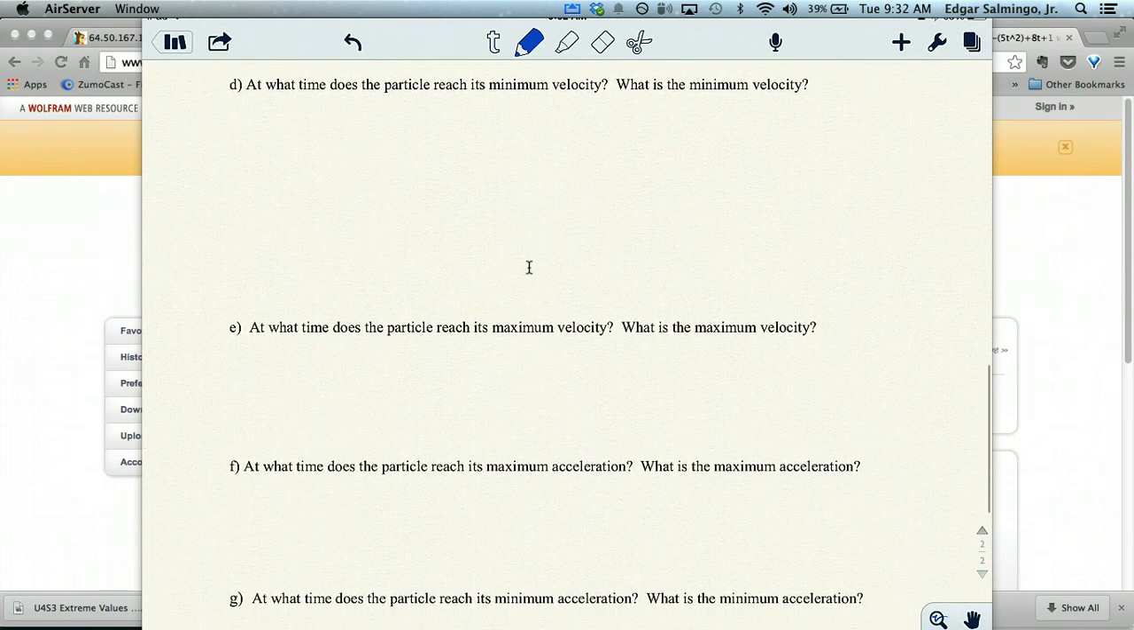Now, this is where it gets a little bit tricky. It says, what time does the particle reach its minimum velocity? And what is its minimum velocity? This is very similar to the last problem we did, but instead of looking for the maximum and minimum position, like furthest left and furthest right, I'm looking for minimum and maximum velocity. So I'm going to do the exact same steps, but instead of taking just one derivative, I'm going to take another derivative to find the minimum and maximum velocity.